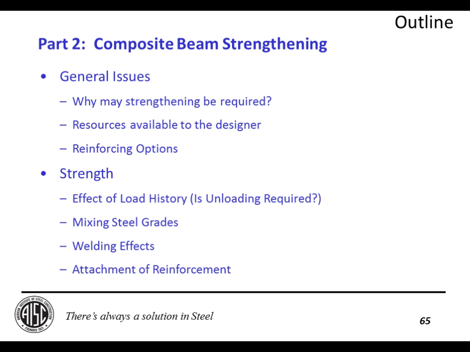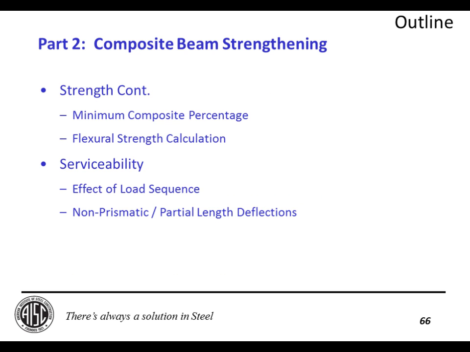Can you mix steel grades? Can you put a grade 36 WT on a grade 50 W shape? What effects welding might have on the beam? How you attach the reinforcement and rules for that. Then we'll talk about minimum composite percentages and actually how to calculate the flexural strength for a composite beam with a cover plate or a WT.